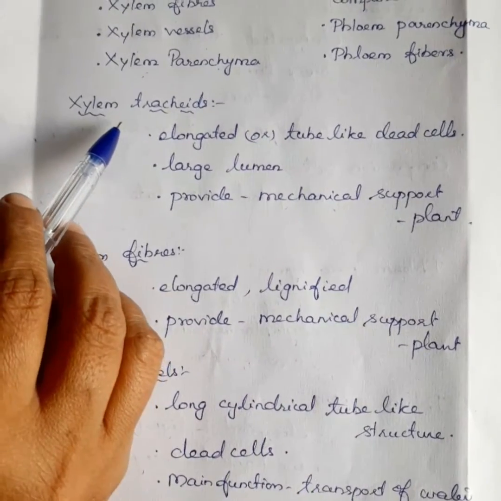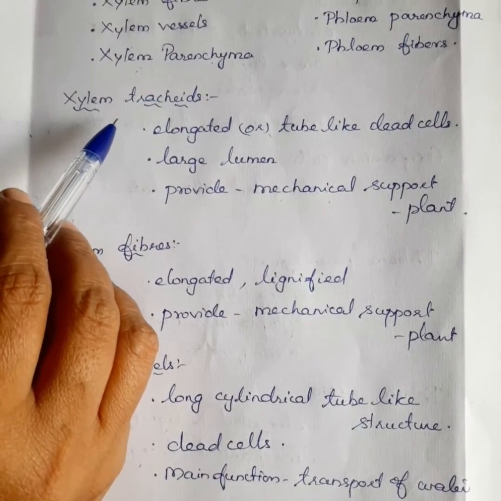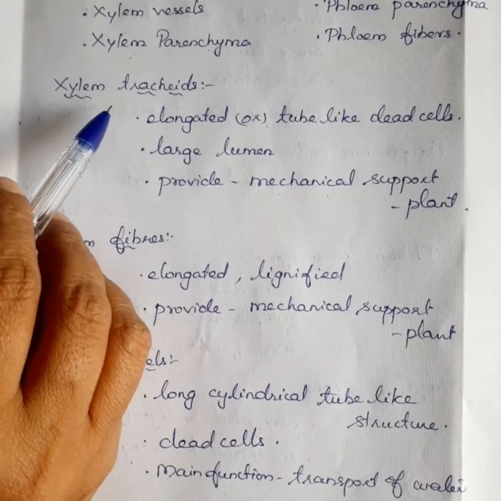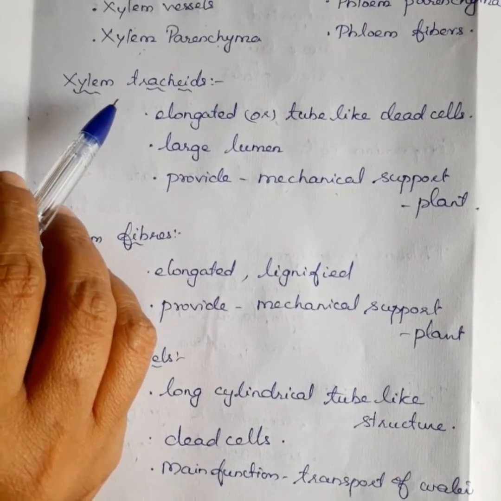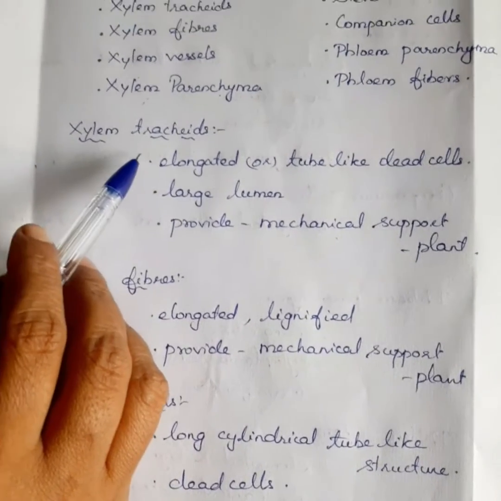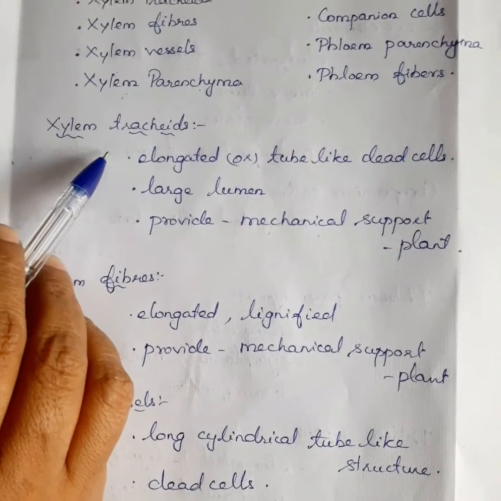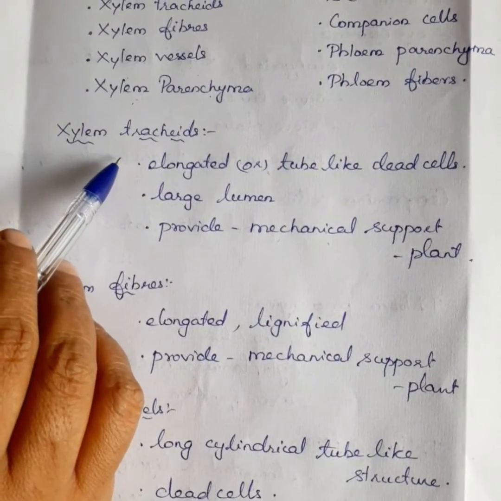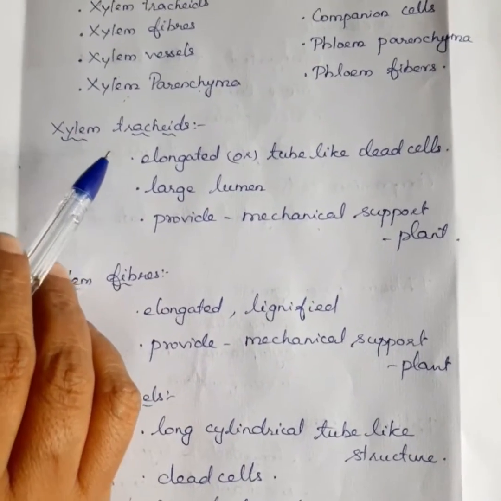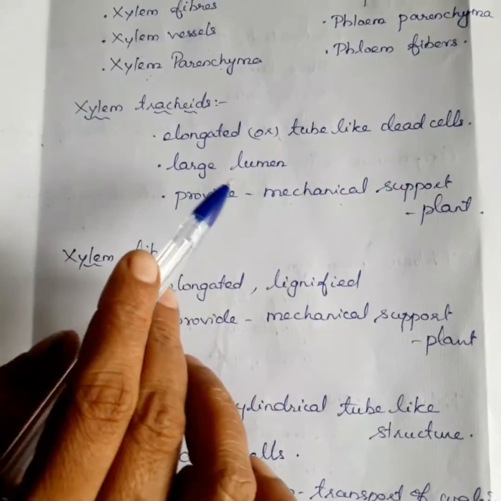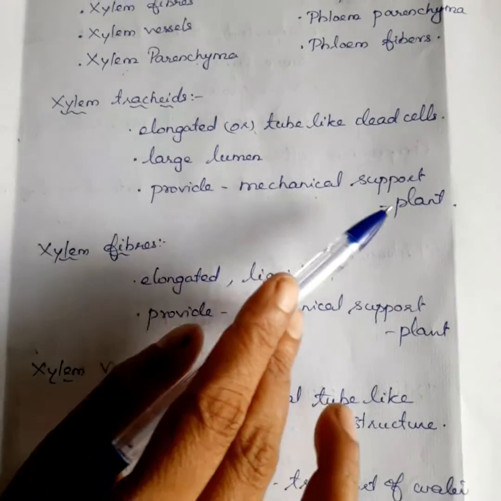Xylem tracheates. These are elongated or tube-like dead cells, okay. They have thick cell walls and are lignified, and they do not have protoplast and nucleus. They have a large lumen, and these tracheates are dead cells. The main function of tracheates is to transport water and provide mechanical support for plants.